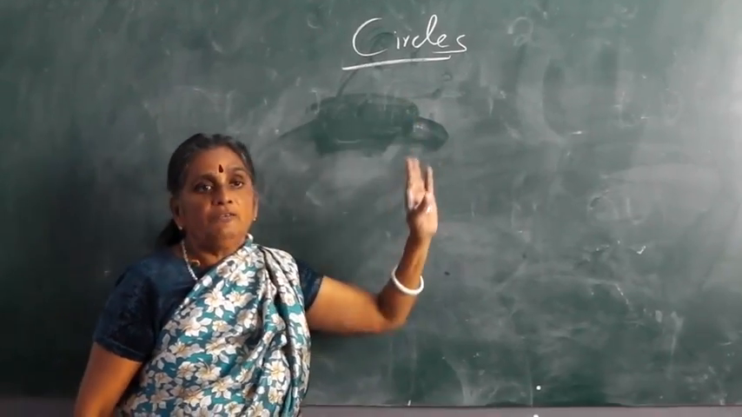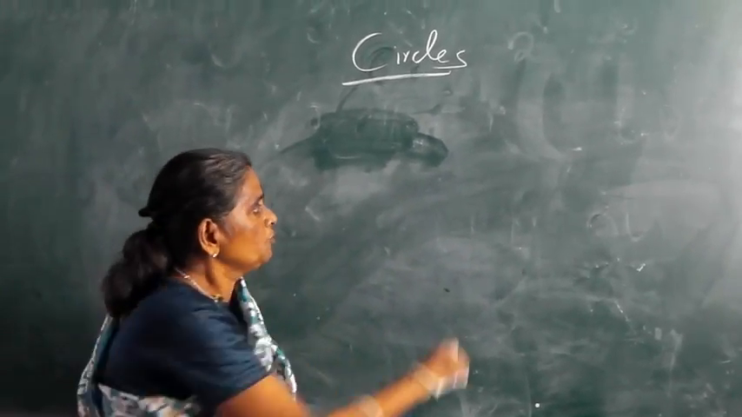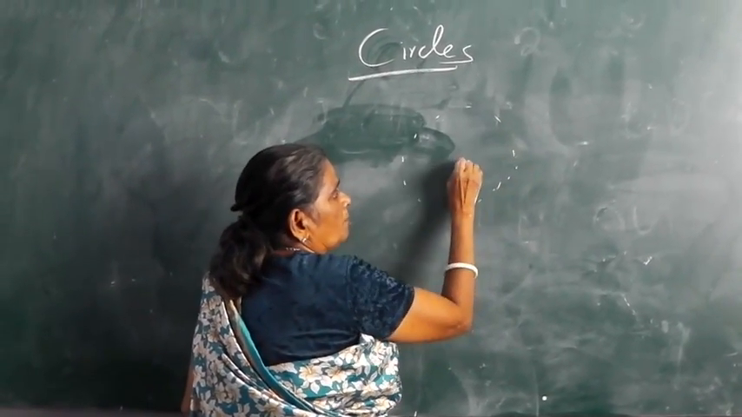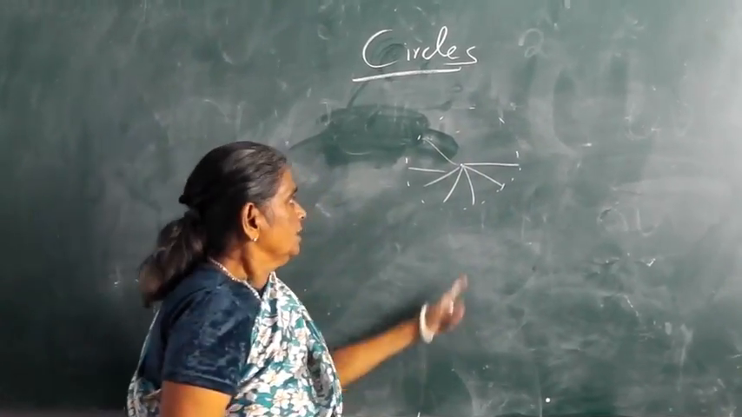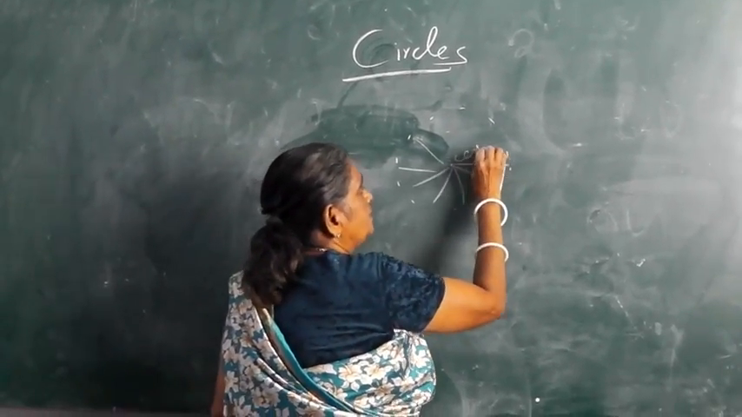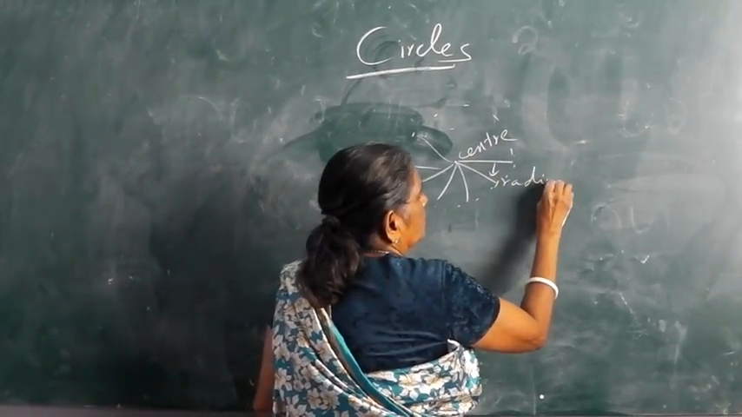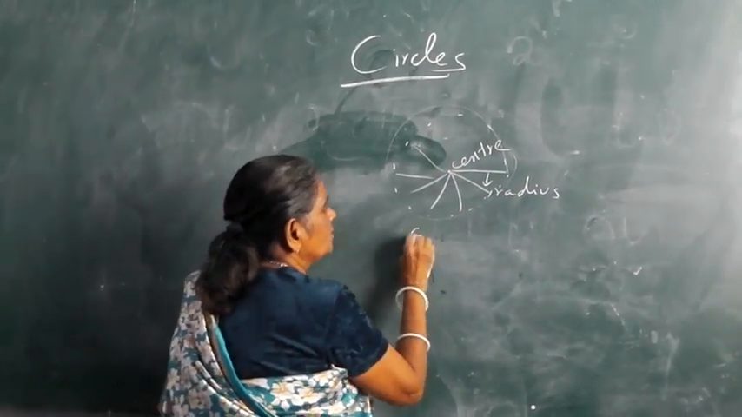So, how can you define a circle? A circle is the locus of a point which moves in such a way that its distance from a fixed point is always constant. The fixed point is known as the center. The constant distance is known as the radius. The path traced to complete one round is the circumference.